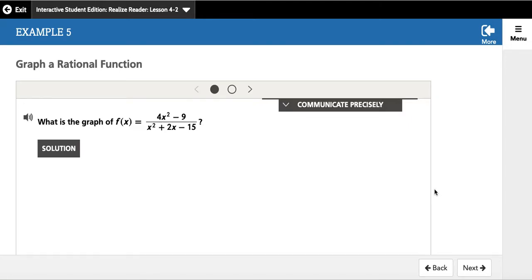Okay, Algebra 2 students, here's a video for example 5 for section 4.2. We're still graphing rational functions. This time it looks like it's in the form of a quadratic over a quadratic.